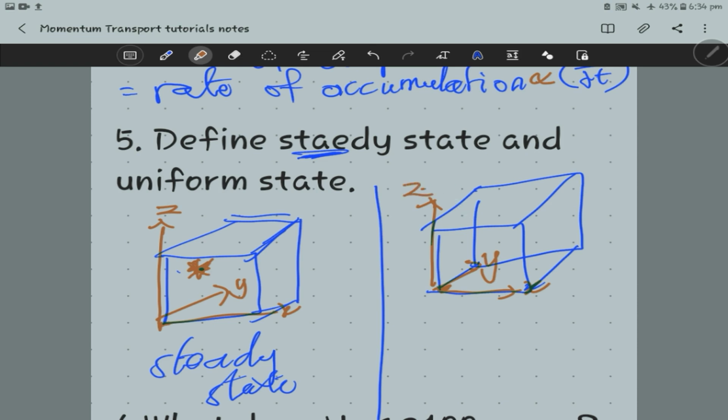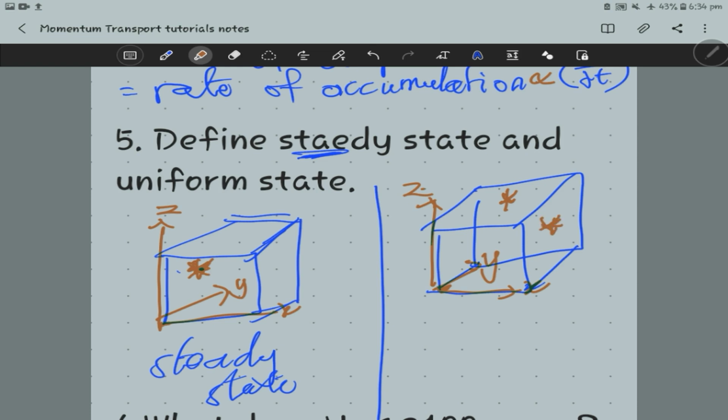So z. What the uniform state is saying is that it's uniform, right? Meaning that it's not a function of space at a particular point in time. So let's say it's not a function of space. Let's see two points in space, right? Let's say there's one point here, there's another point here.